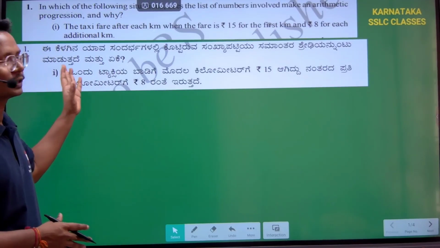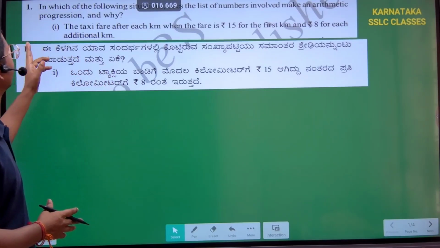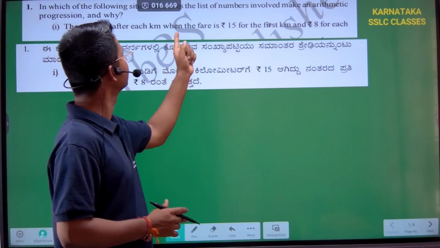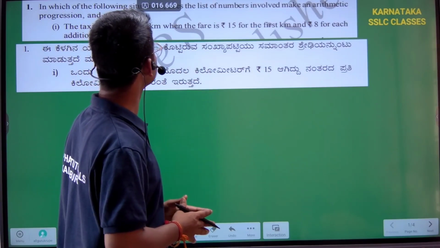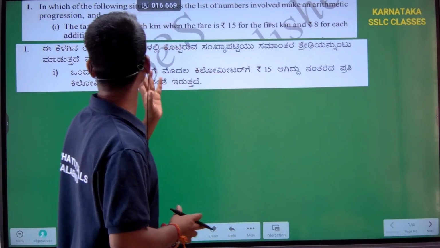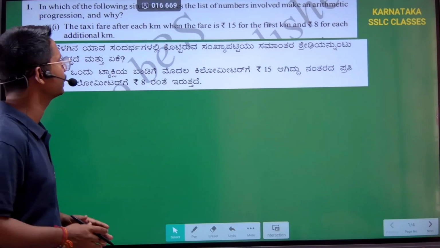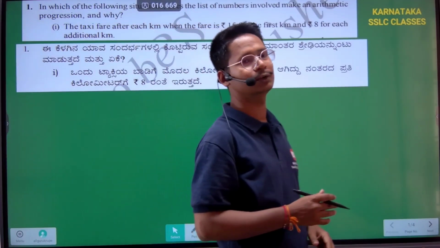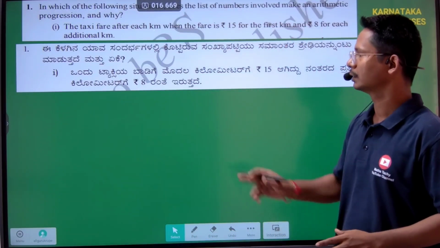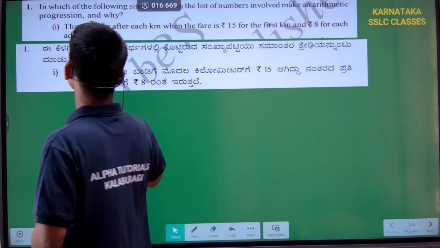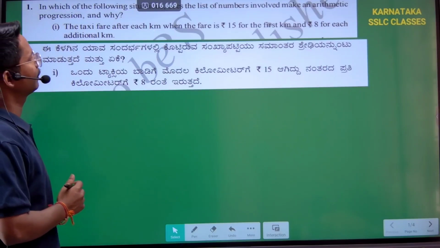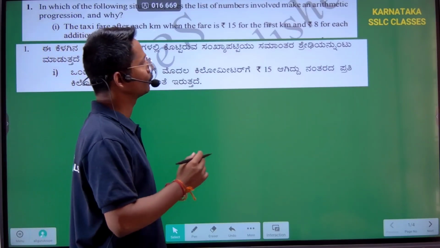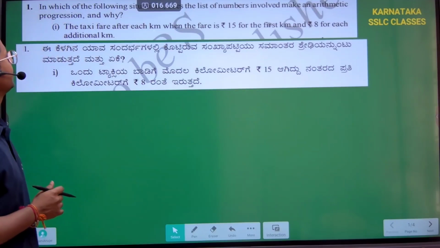So the first exercise, first question, here you can see: in which of the following situations does the list of numbers involved make an arithmetic progression, and why? The first question: the taxi fare after each kilometer when the fare is 15 rupees for the first kilometer and 8 rupees for each additional kilometer.